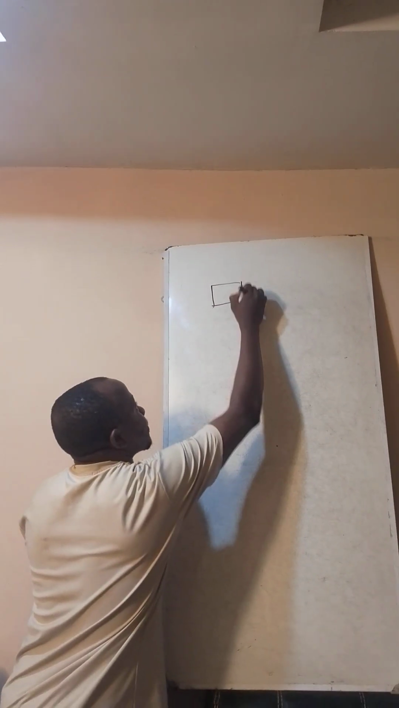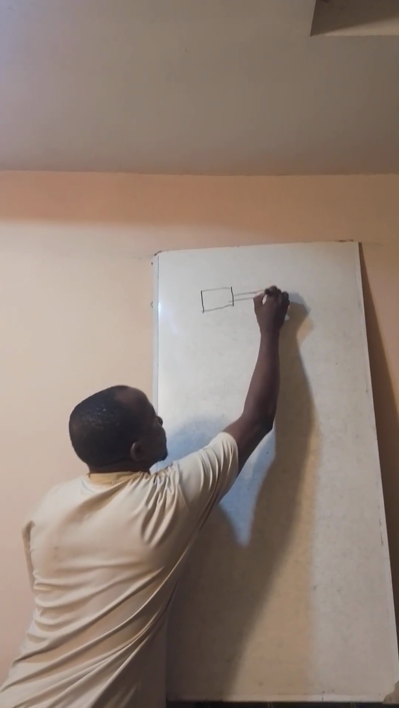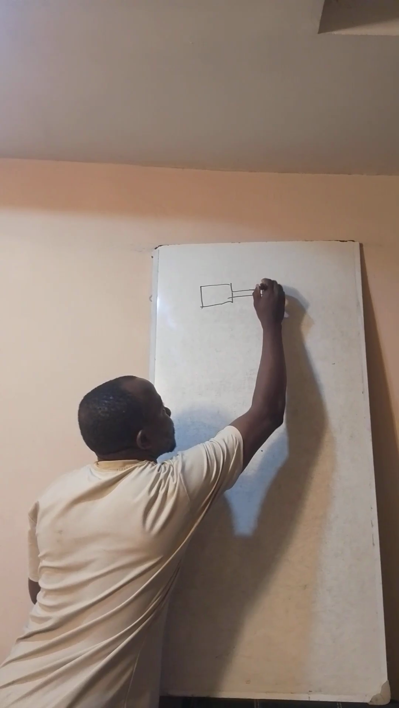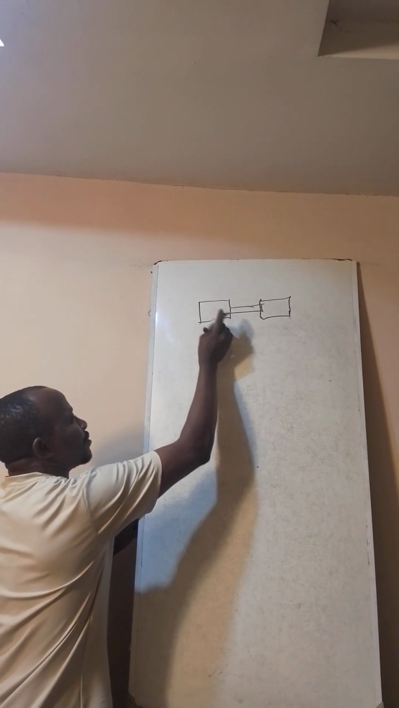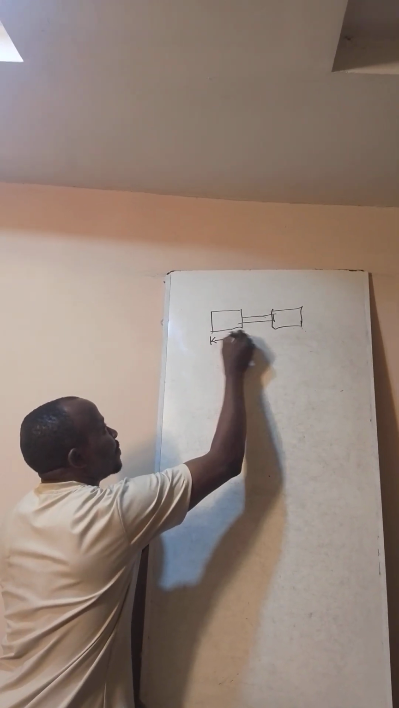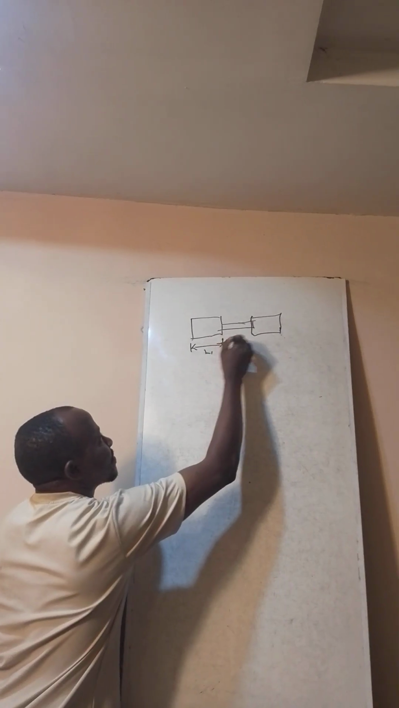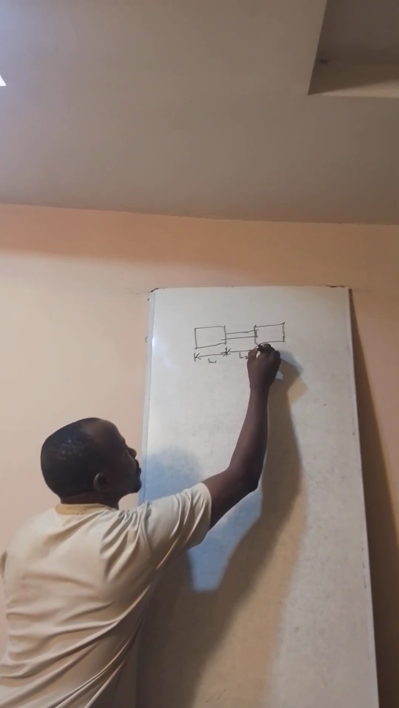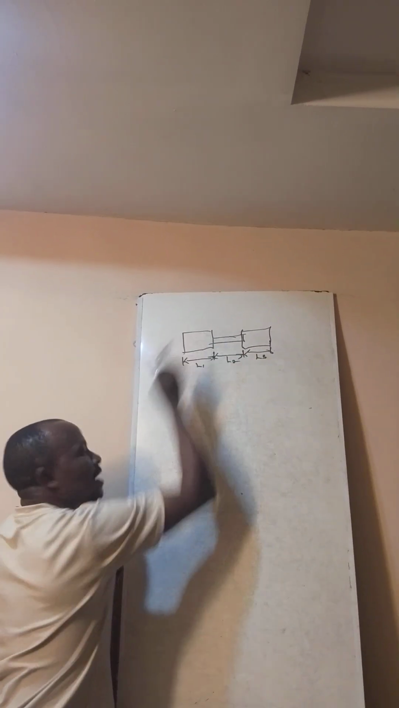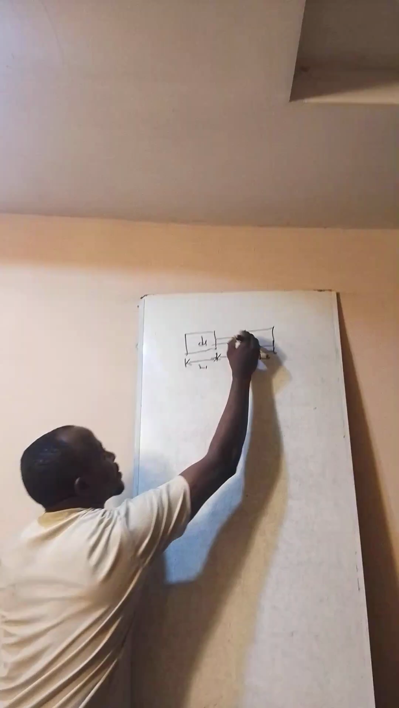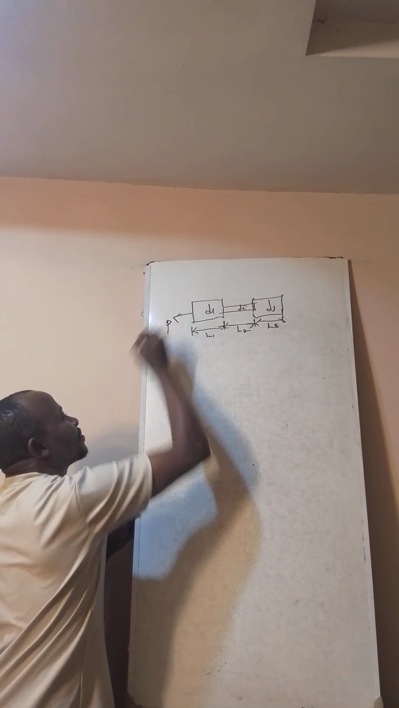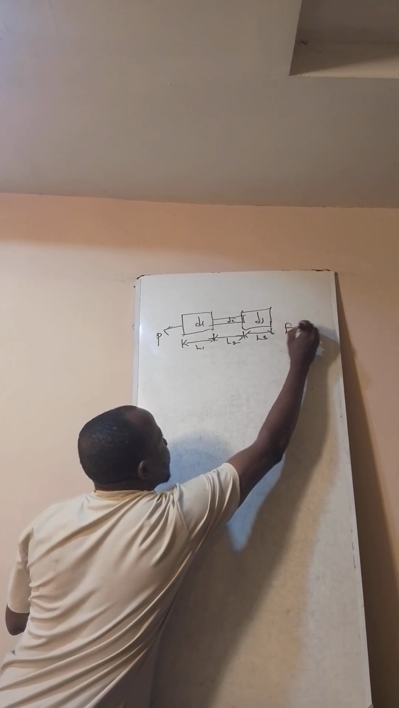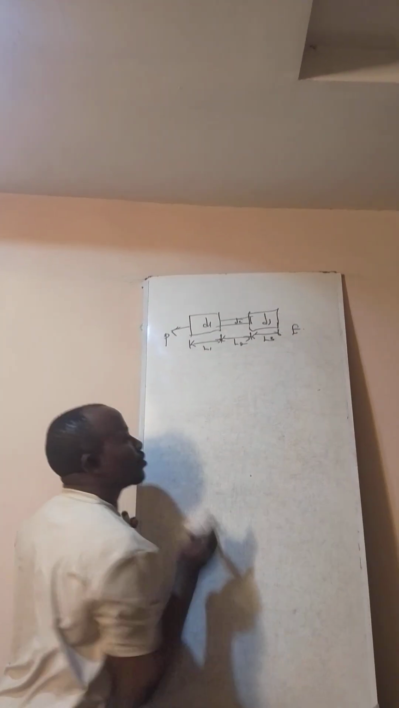A steel bar having three sections, various lengths L1, L2, L3, having different diameters D1, D2, D3, subjected to axial load P, having a constant Young modulus.